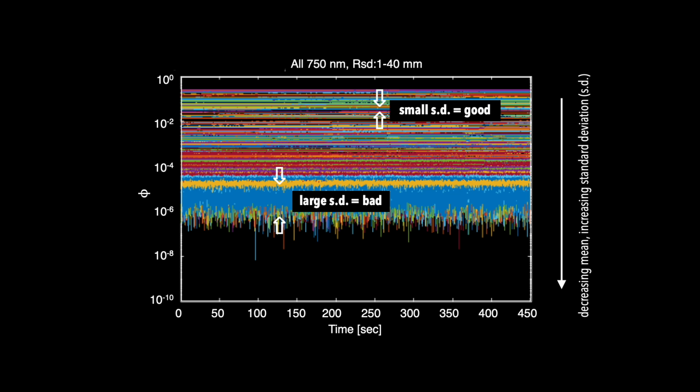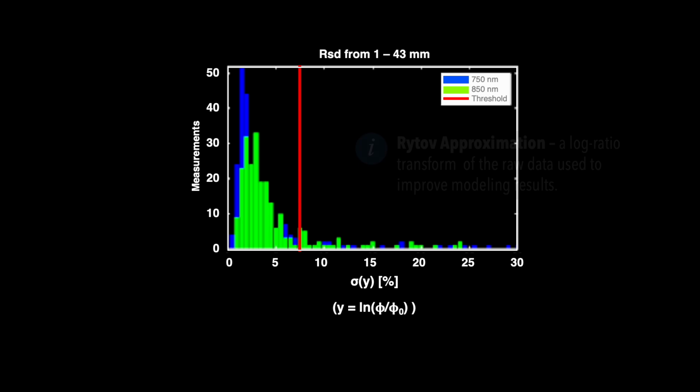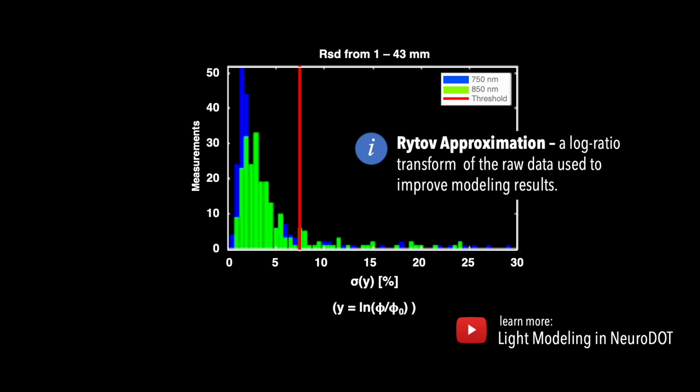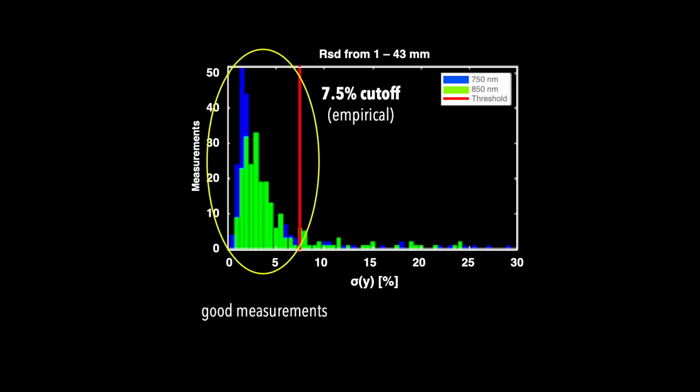To quantify this distinction, a histogram of standard deviations of the array data is constructed, and channels having values exceeding a predefined threshold are flagged. The x-axis is the standard deviation of the measurement following normalization by applying the Rytov approximation, and the axis is scaled so that the values may be interpreted as a percent. A 7.5% threshold has been found to give good results, and so is used as the default cutoff. However, the value can be changed in the data processing script. Good data will have most or all measurements to the left of the red line in the histogram plot.